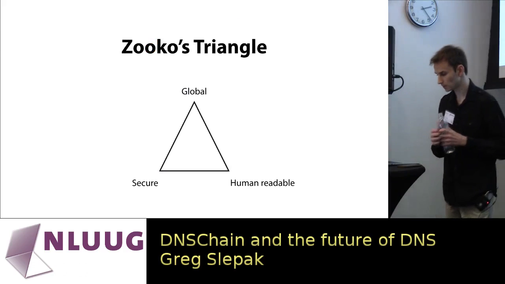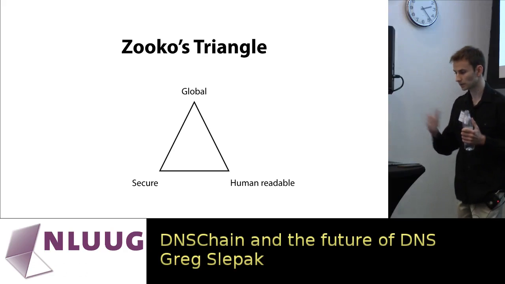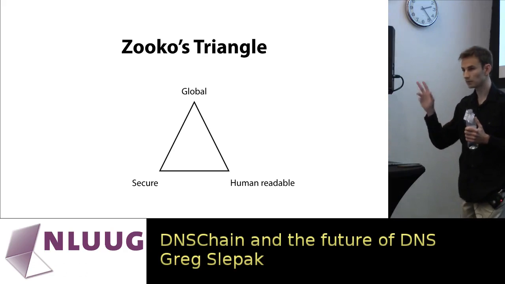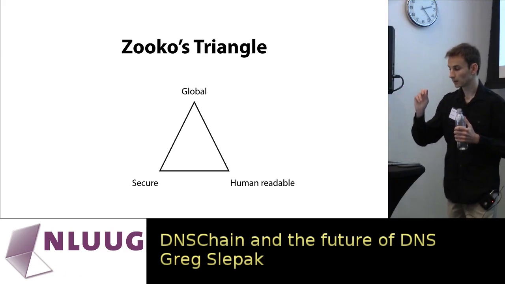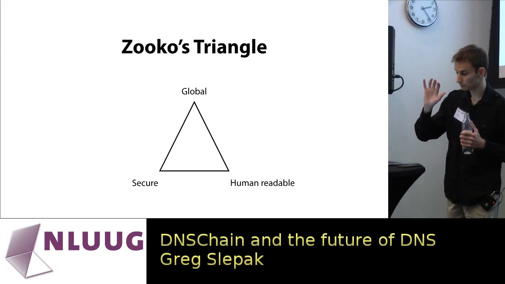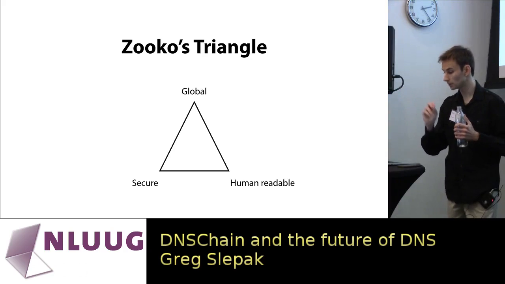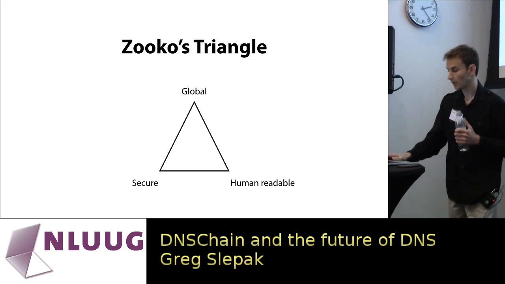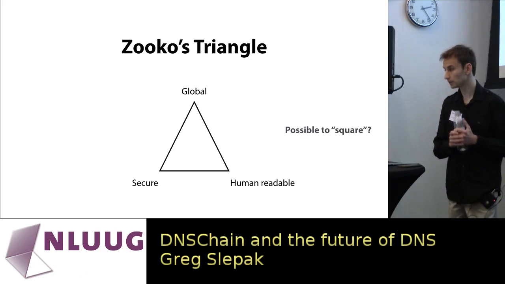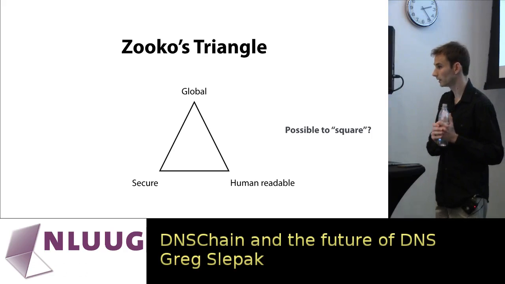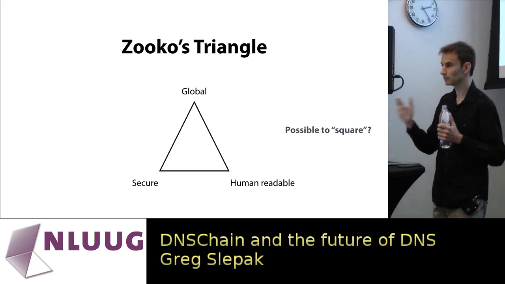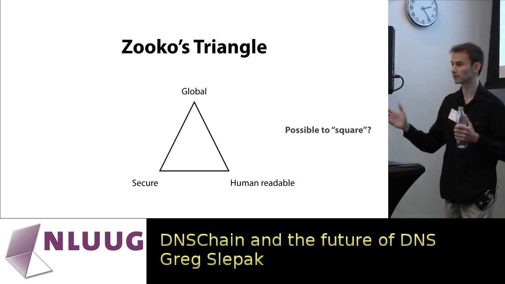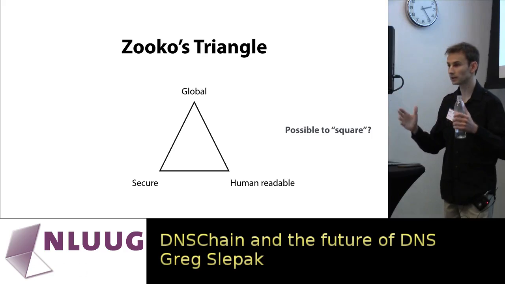Zooko's triangle was a very neat assertion made by Zooko Wilcox, saying that you can have at most two of three desirable properties. A naming system can either be global and secure, global and human readable, or secure and human readable, but not all three. And the DCS triangle is, I think, related to this. Aaron Swartz published a blog post called Squaring Zooko's Triangle, asserting that it was possible to square this triangle. Namecoin wasn't released at that point, it was released I think three months after the blog post, but the blockchain could be used to do this.